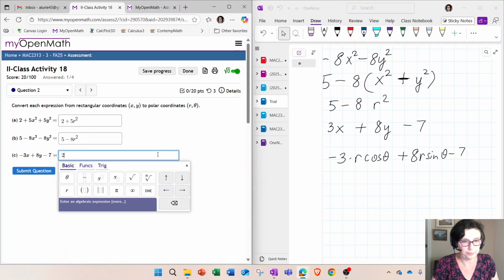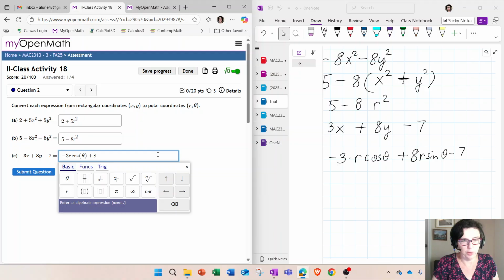So here, r cosine theta, and then that's plus 8r sine theta minus 7.